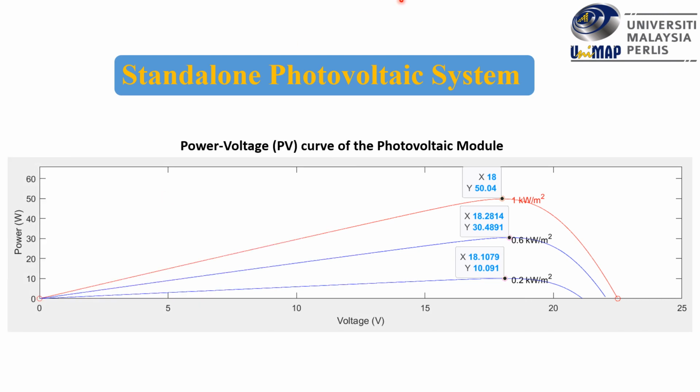Next, this is the PV curve of the PV module that was used in the simulation. From here we can see that under various irradiances, the power values are also different. For 1 kilowatt per meter square, the power value is 50.04. For 0.6 kilowatt per meter square irradiance, the power value is 30.4891, and for an irradiance of 0.2 kilowatt per meter square, the power value is 10.091.